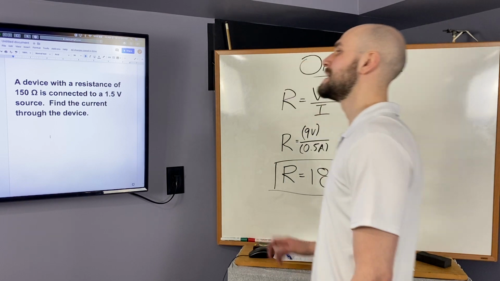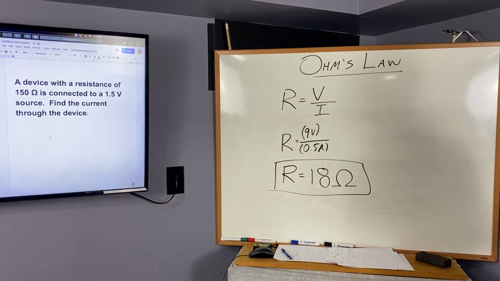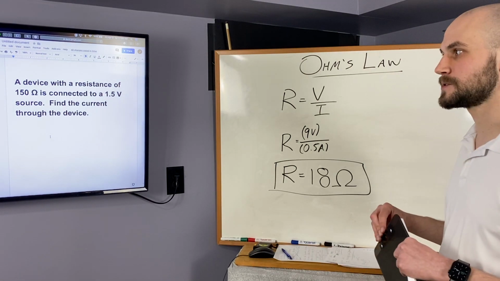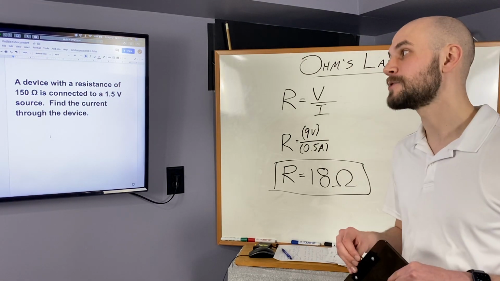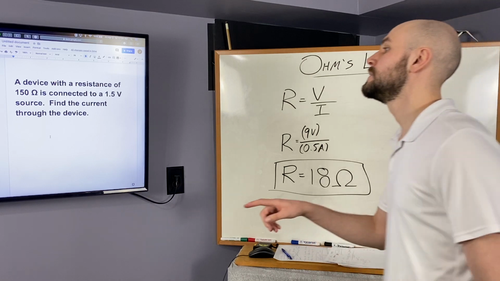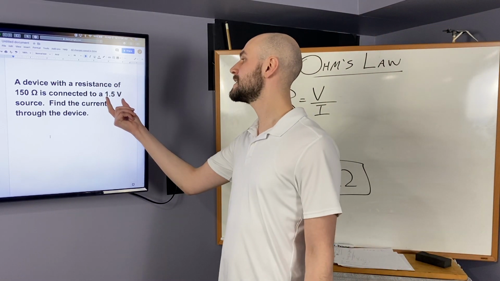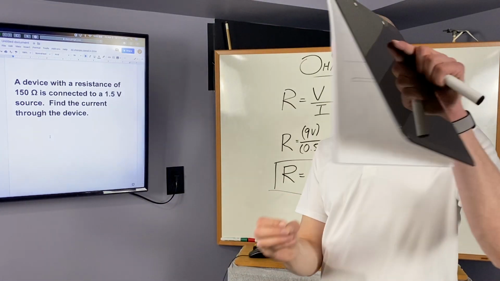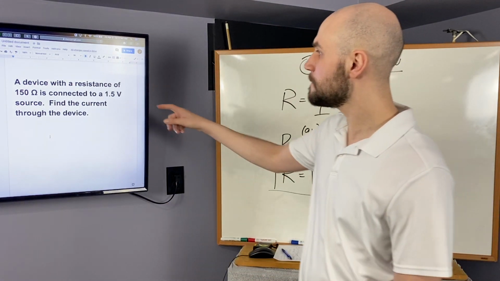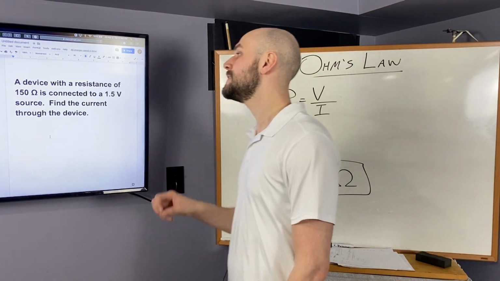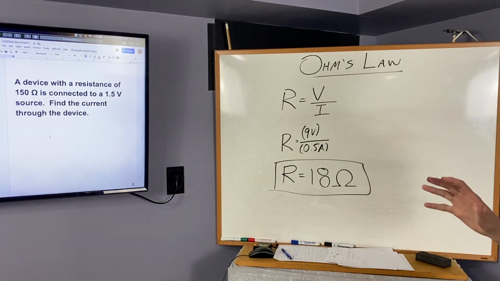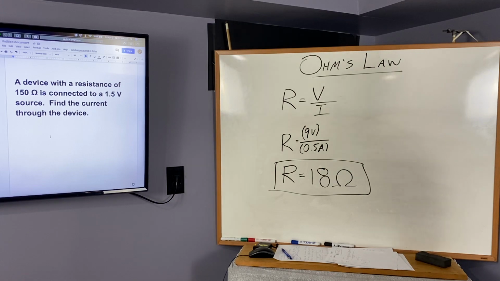All right, let's try another problem. In this case, a device with a resistance of 150 ohms is connected to a 1.5 volt source. We want to find the current through that device. This 1.5 volts is telling us how much we're trying to push that current along. That potential difference is what we need for the current to flow. And we have 150 ohms, which is resisting that flow. With those two quantities, how much current is actually flowing in this circuit?